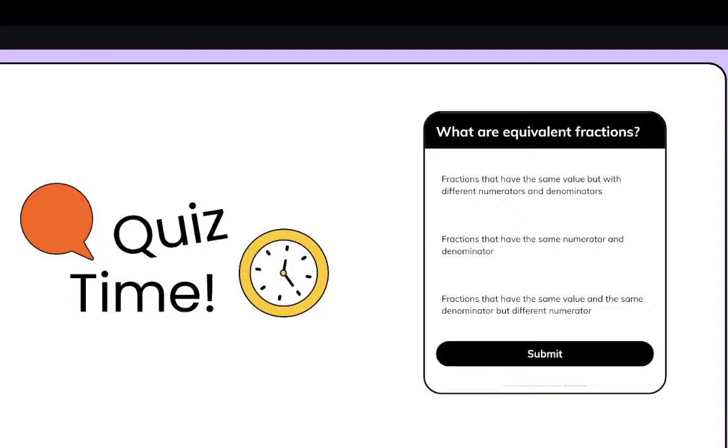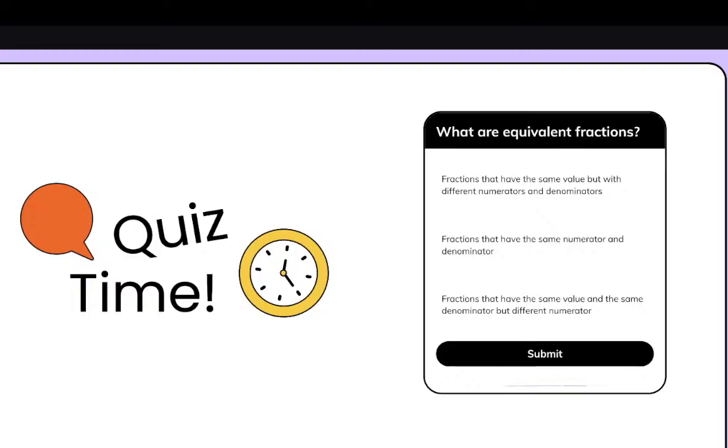But why do equivalent fractions matter? Because in real life, we want simpler answers. Would you rather say I ran 50 hundredths of a mile or I ran 1/2 of a mile? 1/2 is clearer. Equivalent fractions help us communicate better. Now let's go to the quiz.